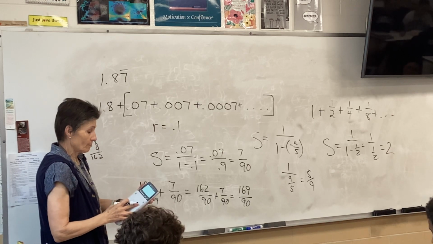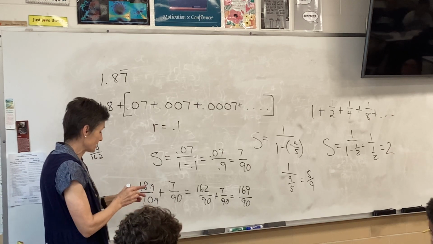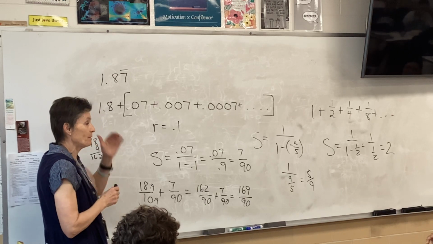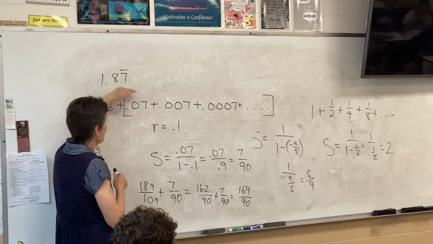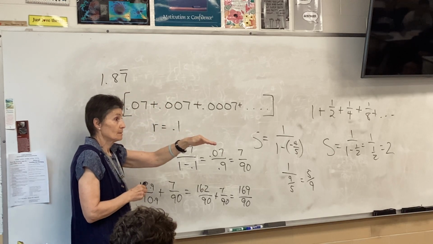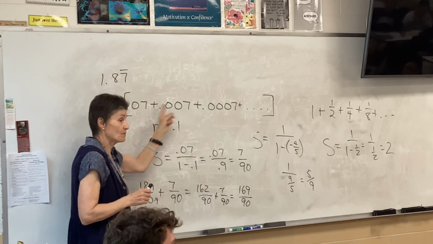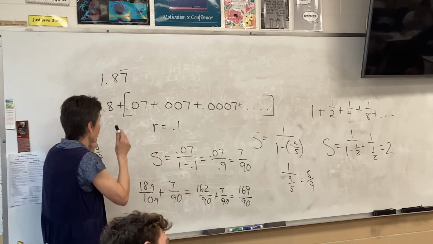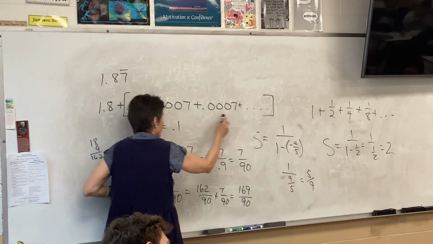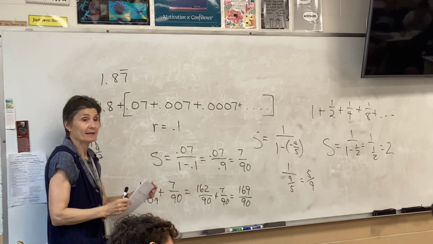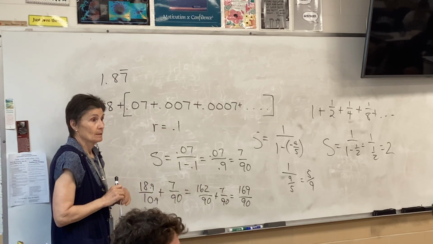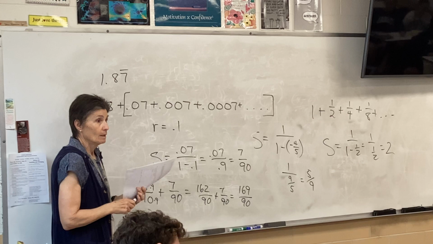So on Friday, or whenever it was that we were together, we did a repeating decimal, but in that problem, the whole thing repeated. So it's easy, we basically did this part. Here, you can only use your formula with the repeating part, and then you have to add the extra part back in. Okay?